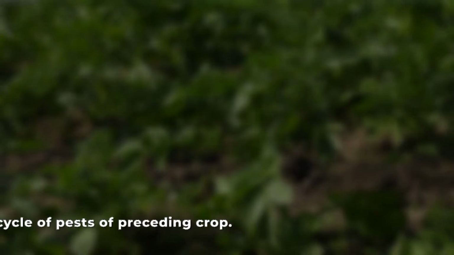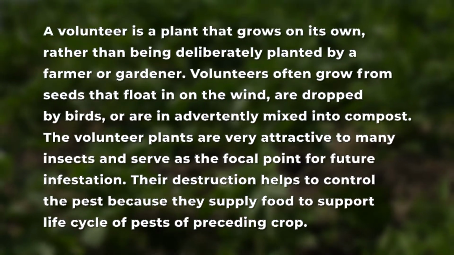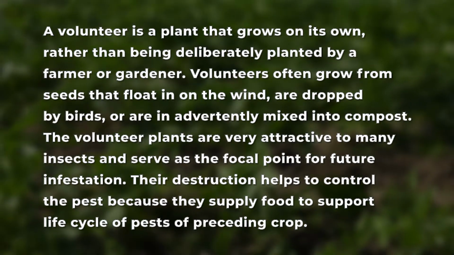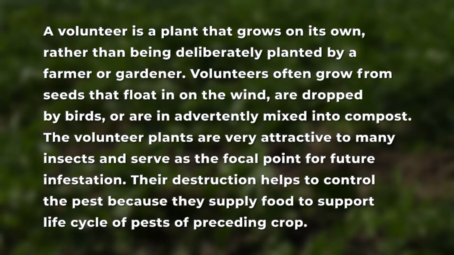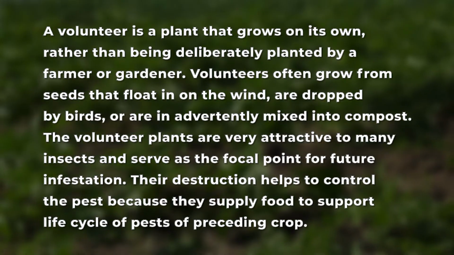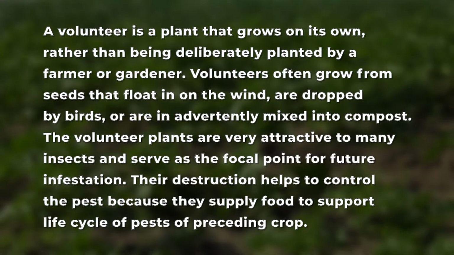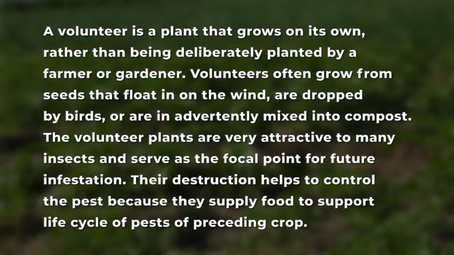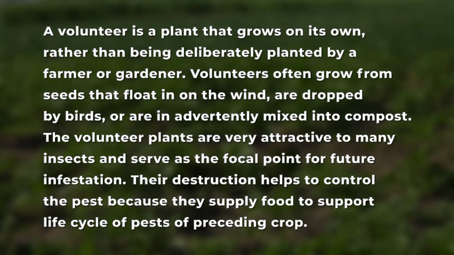Friends, now have a look at the last cultural practice mechanism, that is the destruction of volunteer plants. A volunteer is a plant that grows on its own rather than being deliberately planted by a farmer or gardener. Volunteers often grow from seeds that float in the wind, come to the field along with the compost, or are dropped by birds, or in any way get mixed up into the compost.